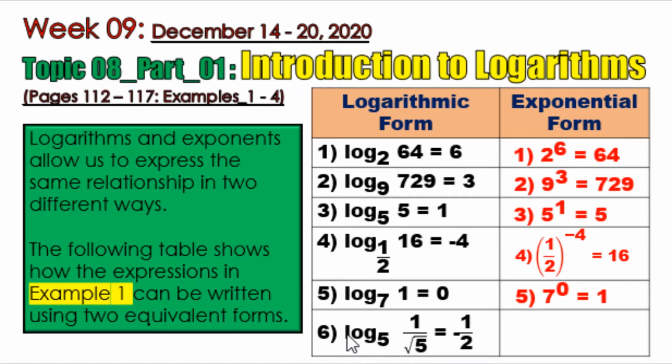And for number 6, we have logarithm of 1 over square root of 5 to the base 5 is equal to negative 1/2. So let us see if you can answer its exponential form. Okay, so we have the base 5. Its exponent is negative 1/2 to get 1 over square root of 5. And therefore, we have its exponential form is 5 raised to negative 1/2 is equal to 1 over square root of 5.